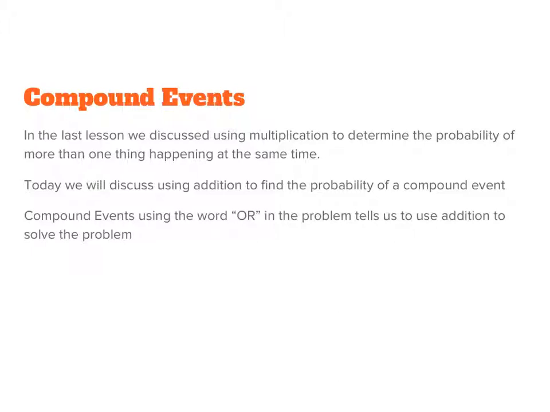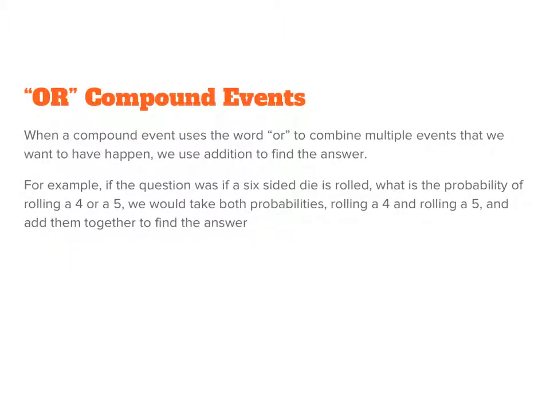So last lesson we were using the word and. This lesson we're looking for the word or. And when we see or, that tells us we need to use addition. So again, when a compound event uses the word or to combine multiple events we want to have happen, we're going to use addition.